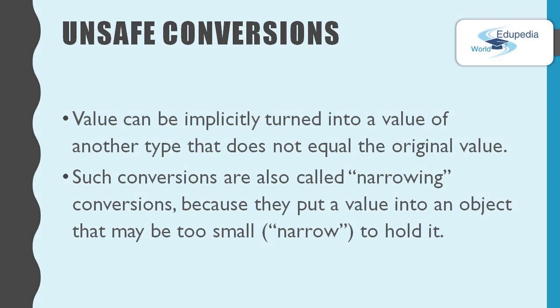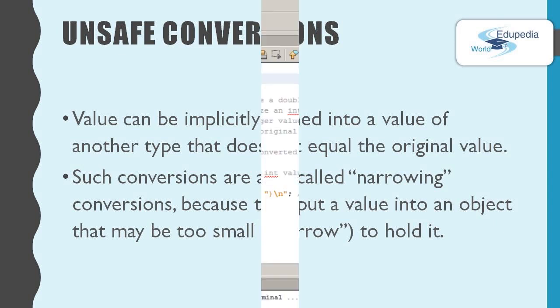The problem is that an int is typically much larger than a char, so it can hold an int value that cannot be represented as a char. But the C++ compiler accepts them even though they are unsafe. Take a look at this example.